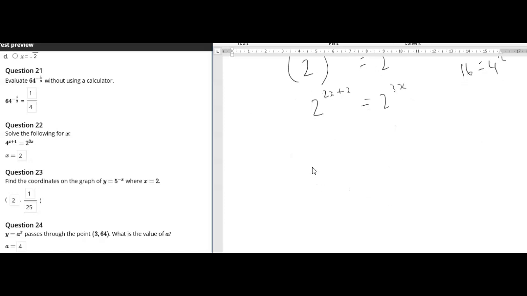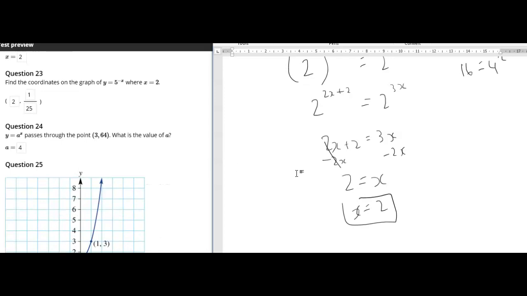Now that I have the same bases, I let my powers equal each other. And then I just solve for x. So I've got 3x on this side, 2x on that side, so I'm going to subtract 2x from this side. Otherwise, if I bring that 3x over, I'm going to end up with a negative number. So I've got 2 equals 3x minus 2x is x. If you like, you can rewrite that as x equals 2.